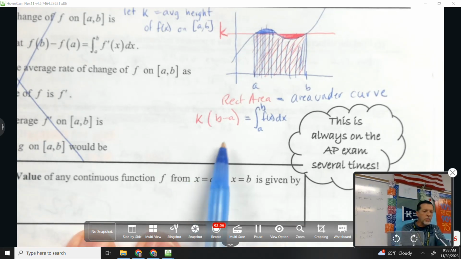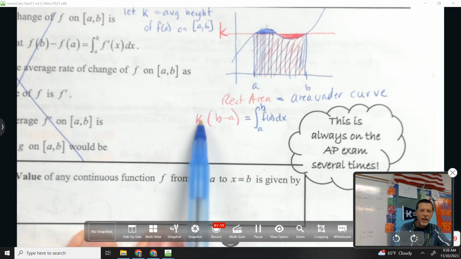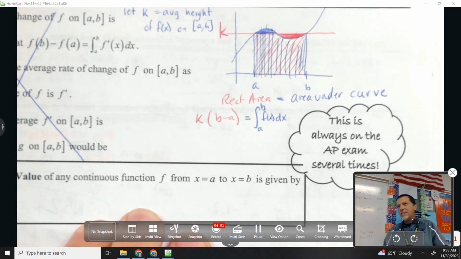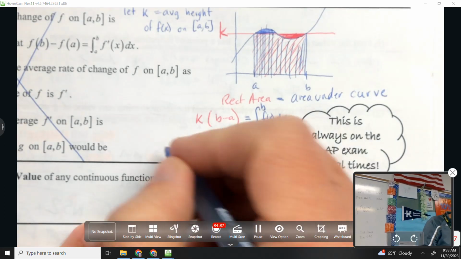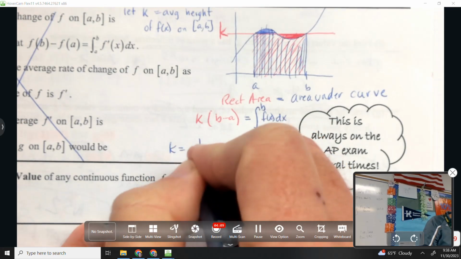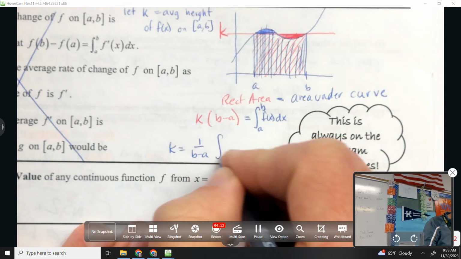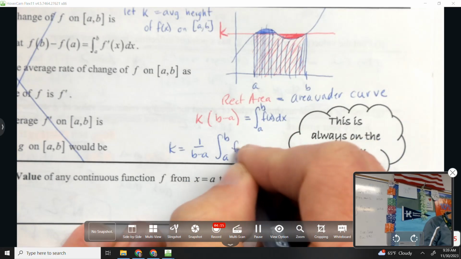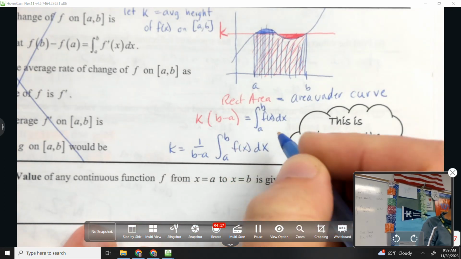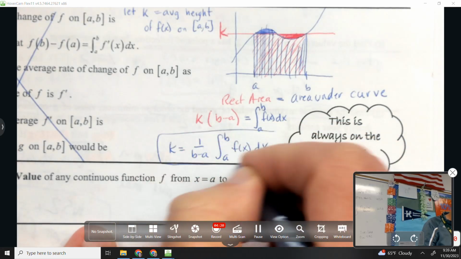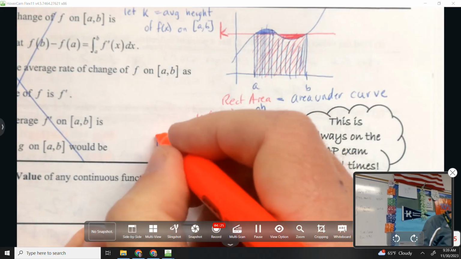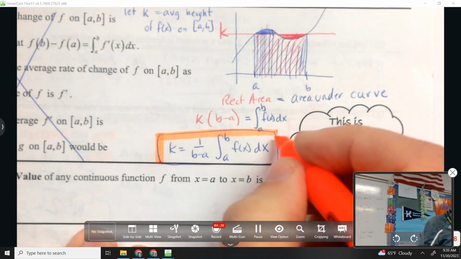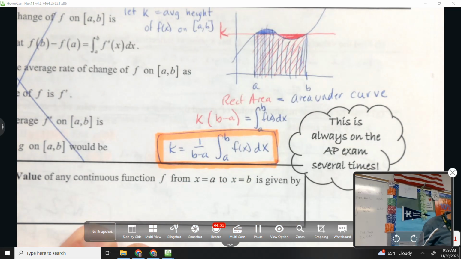Okay, well, I started this problem trying to figure out what the average height is. I'm looking for k. So if I divide b minus a to the other side, I'll have k. Now, it seems like you just stick it underneath there, but every single textbook puts it out front like this: 1 over b minus a times the integral from a to b of f of x dx. And that is the average height of the function, the average value of the function between a and b.